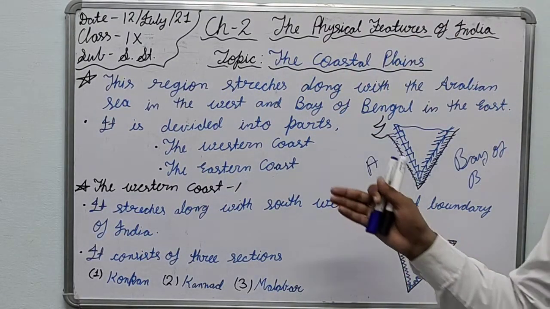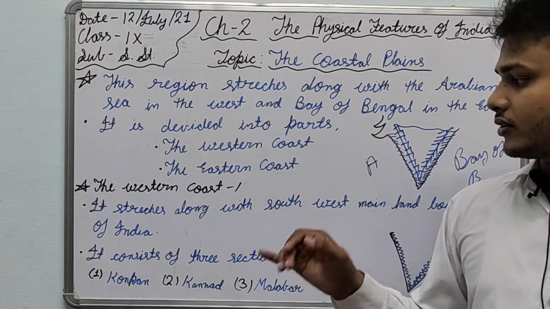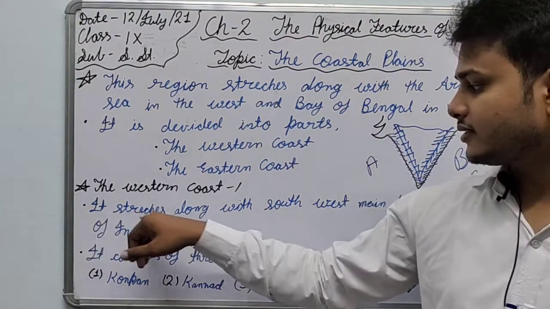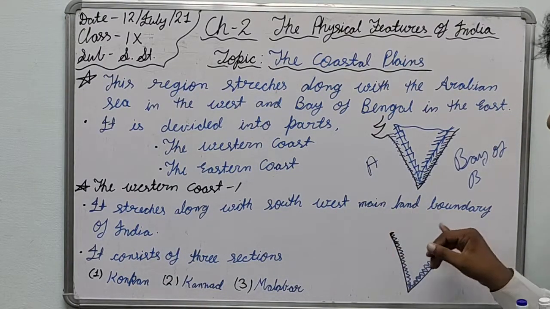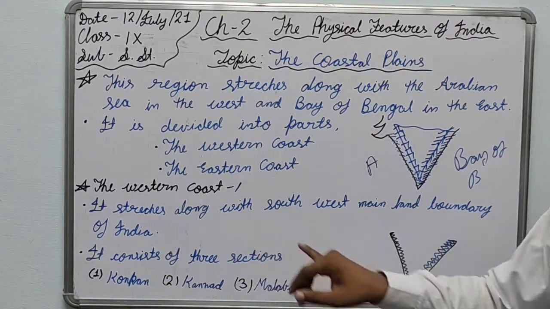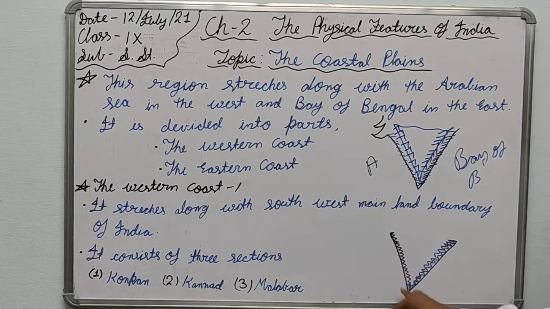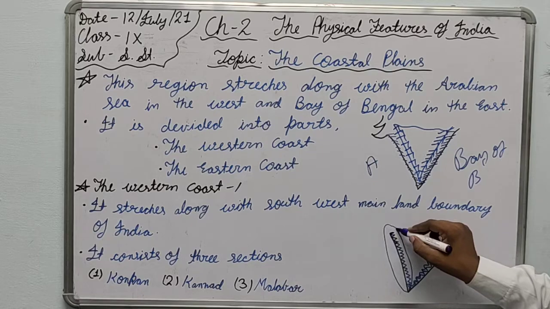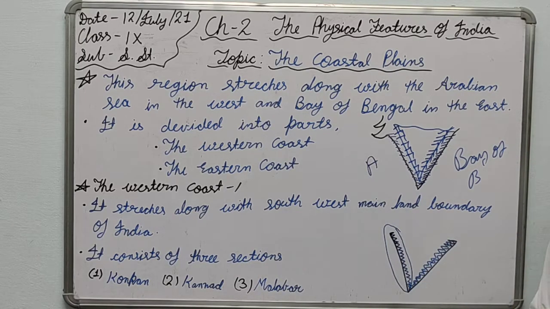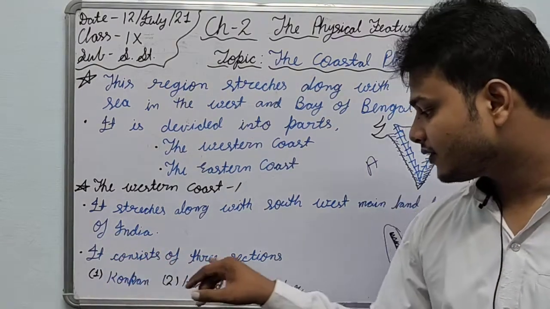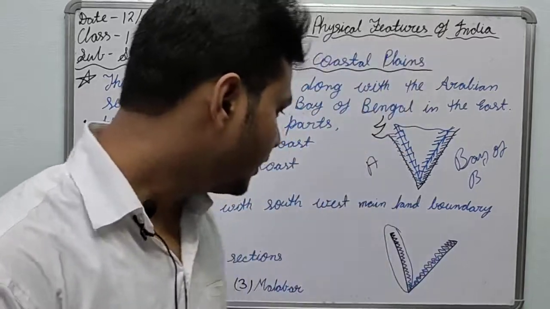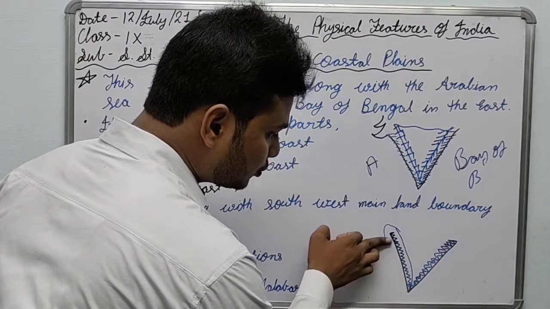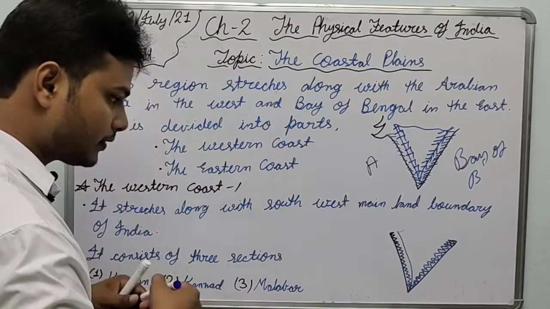And after that, now we will discuss the western coast. Look, what is there in the western coast? It stretches along the southwest mainland boundary of India. That means the western coast stretches along the mainland boundary of India in the southwest direction. As you can see here, this portion is the western coastal region. Okay, and it consists of three sections. As you can see, it is a very long portion, and it consists of three parts.